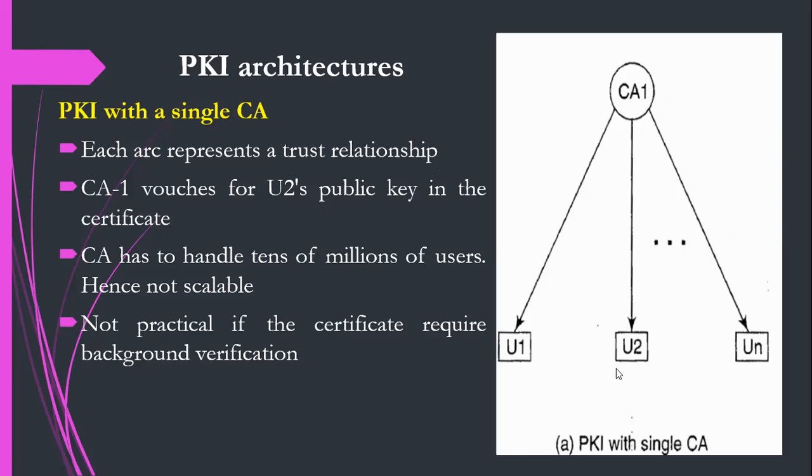You can just draw the diagram and explain. Here you can definitely write the heading disadvantages. Just note down the third and fourth point under the heading disadvantages. Here CA has to handle tens of millions of users, hence not scalable. That is the first disadvantage. And second, it is not practical if the certificate requires background verification. So that is also not possible. How long will this single certificate authority keep on doing background verification for millions of users, right? That is not possible, not feasible also.